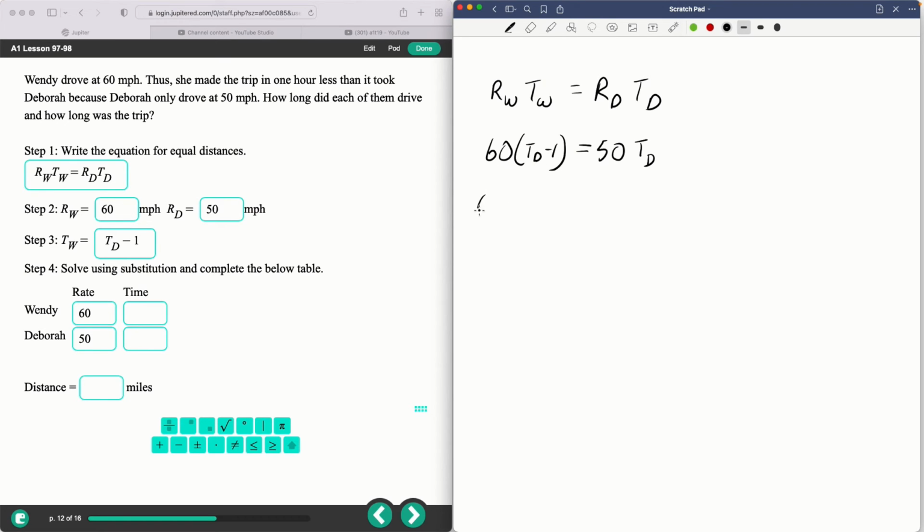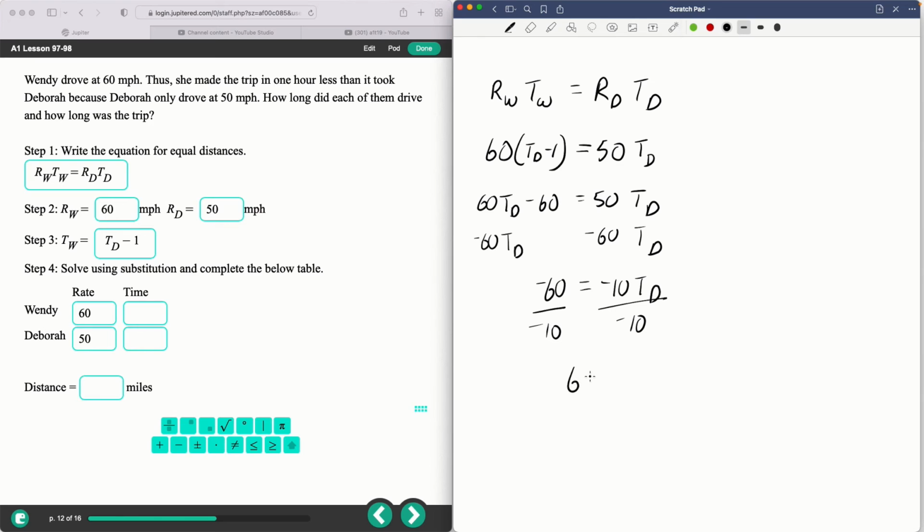Now we calculate. 60 TD minus 60 equals 50 TD. I subtract 60 TD from both sides. I get negative 60 is equal to negative 10 times the time of Deborah. Divide both sides by negative 10. And I get positive 6 is equal to the time of Deborah. Now I have the time of Deborah. That's 6. The time of Wendy is the time of Deborah minus 1. 6 minus 1 is 5.